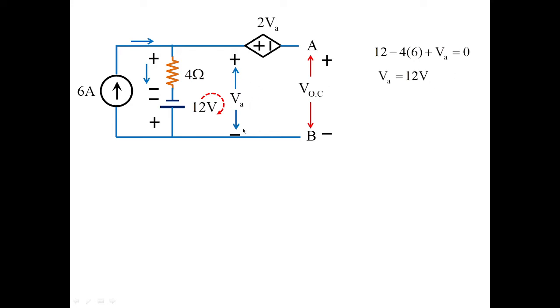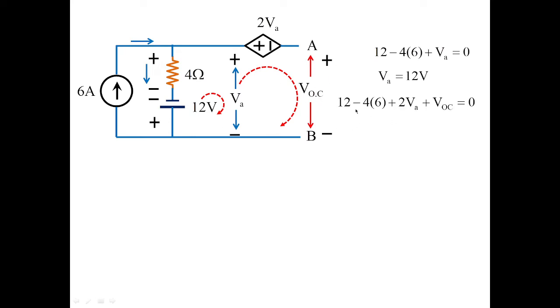Once I obtain the value of VA as 12 volts, it would be easy for me to find the open circuit voltage across AB. So you will have minus VA plus 2VA plus VOC is equal to 0. Like this you can apply, or you can apply from 12 volts, then the drop over here and the dependent voltage source over here, and then you're going to get the value of open circuit voltage.